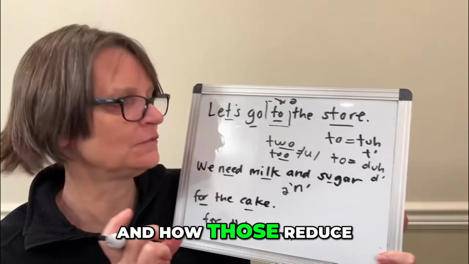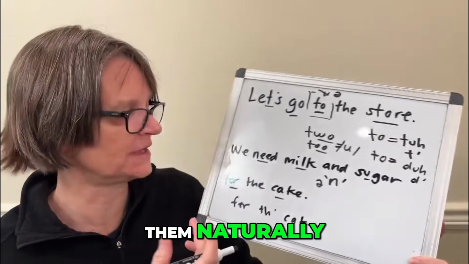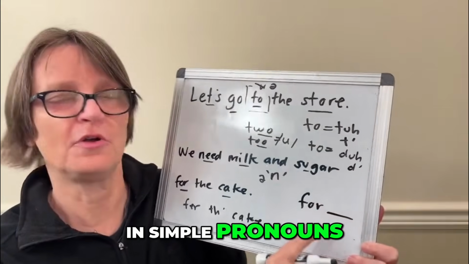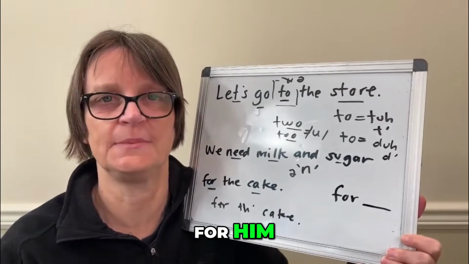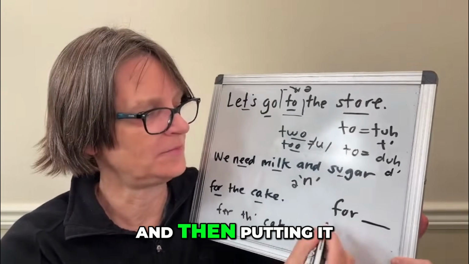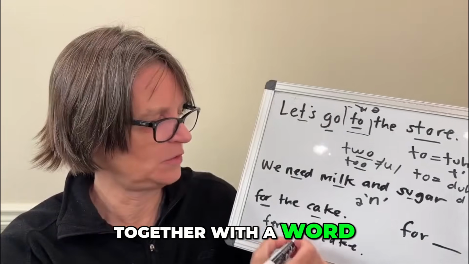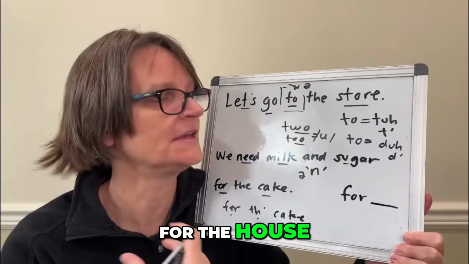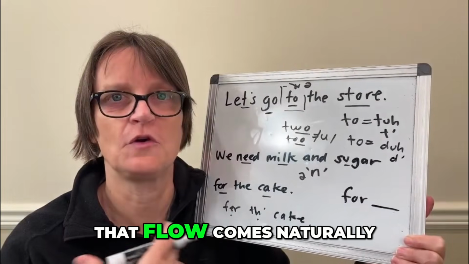I also have some videos and lessons for using "for," "your," "our," etc. and how those reduce and how to practice them naturally. So if I'm using "for," I can just fill in simple pronouns, for example, for you, for him, for me, for us, and then putting it together with a word like for the car, for the kids, for the house, so that you feel that that flow comes naturally.